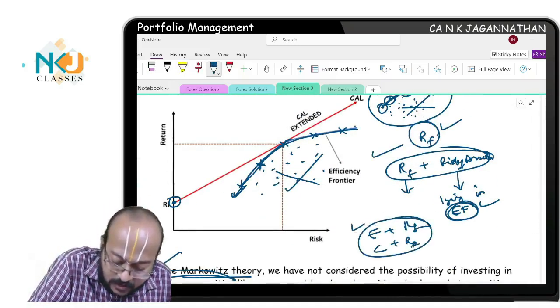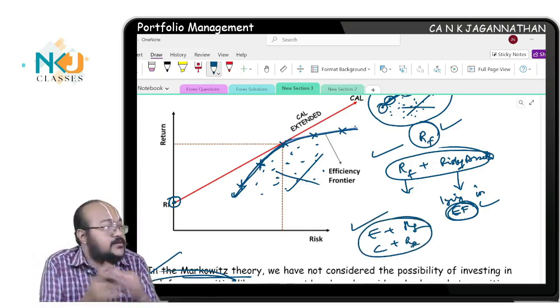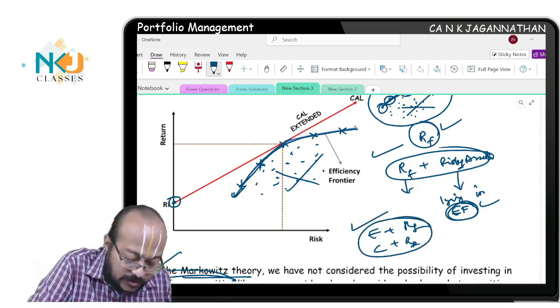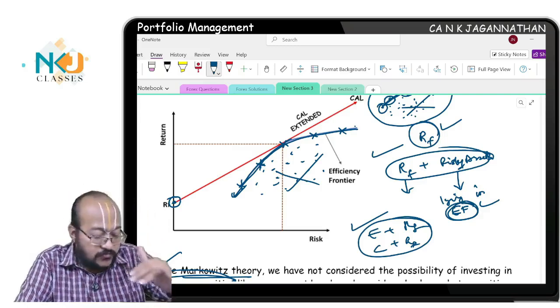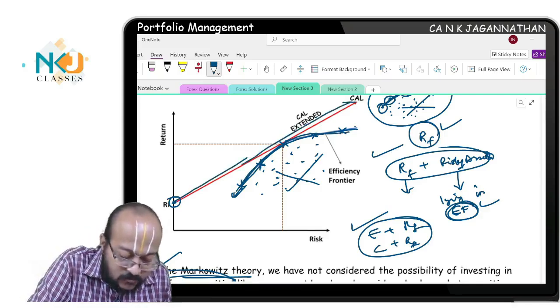Like this, I will combine one of the risky securities from the efficiency frontier and the risk-free asset, and I will join them with a line, and the new frontier turns out to be a line instead of the curve. This was a curve earlier. This will become the line. The line will replace the curve. How did it become a line now?